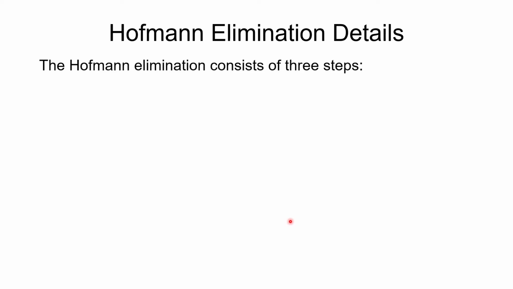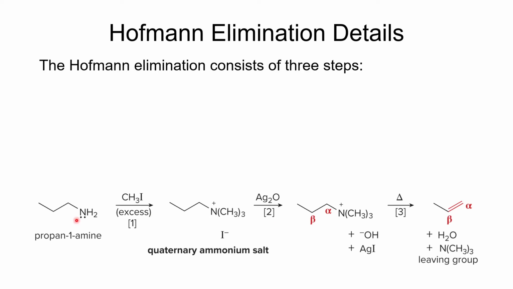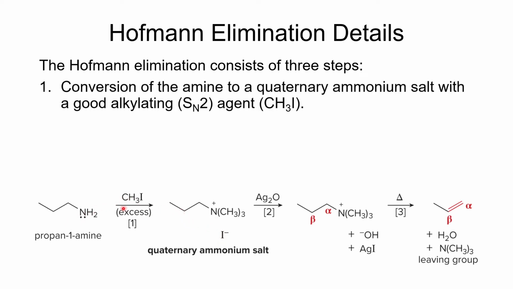The first thing is that we're going to take our amine and convert it into a quaternary ammonium salt. We'll do that by using a very good alkylating agent, in this case methyl iodide. That's an excellent alkylating agent because iodide is such a good leaving group. So we'll alkylate this, and we'll get this quaternary ammonium salt, and that quaternary ammonium salt is a less bad leaving group.